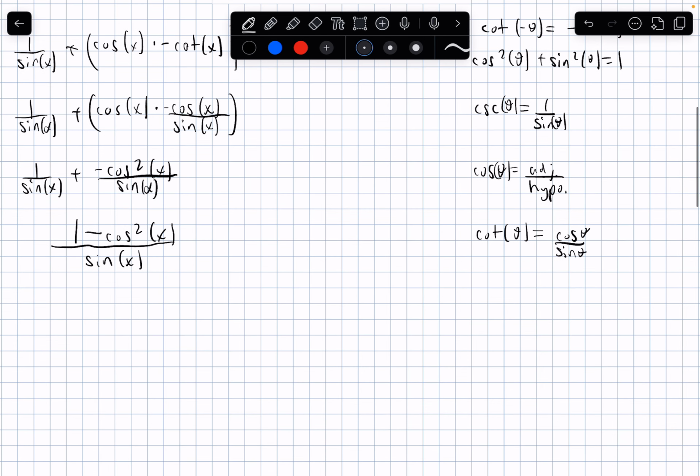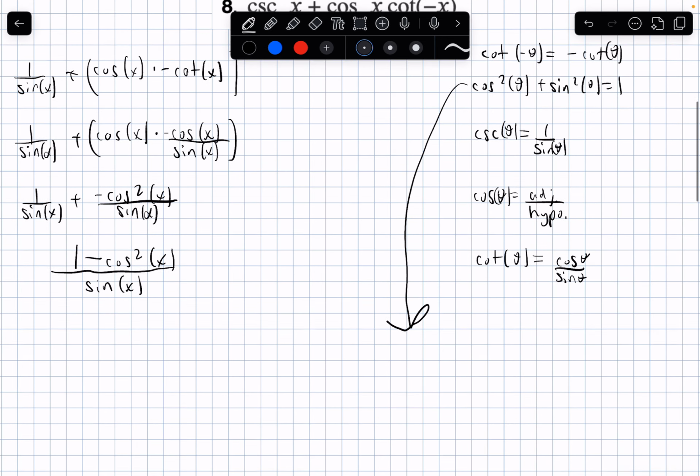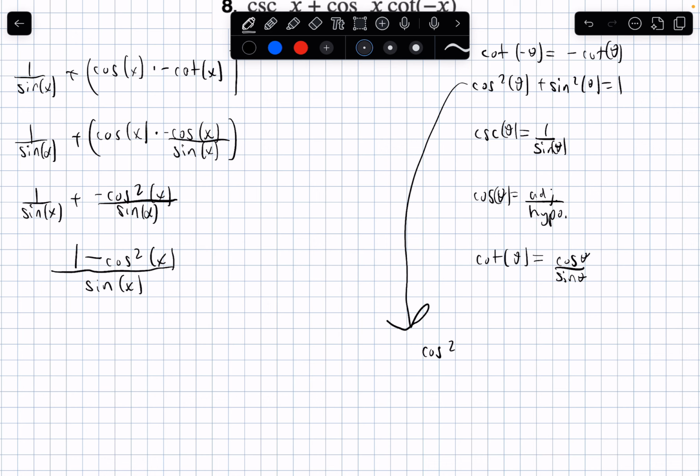Okay, so now we can take this identity that we have here and use a little bit of algebra to determine the final simplification of this. Cosine squared of theta plus sine squared of theta equals 1. If we subtract cosine squared theta from both sides, we get sine squared of theta equals 1 minus cosine squared of theta.